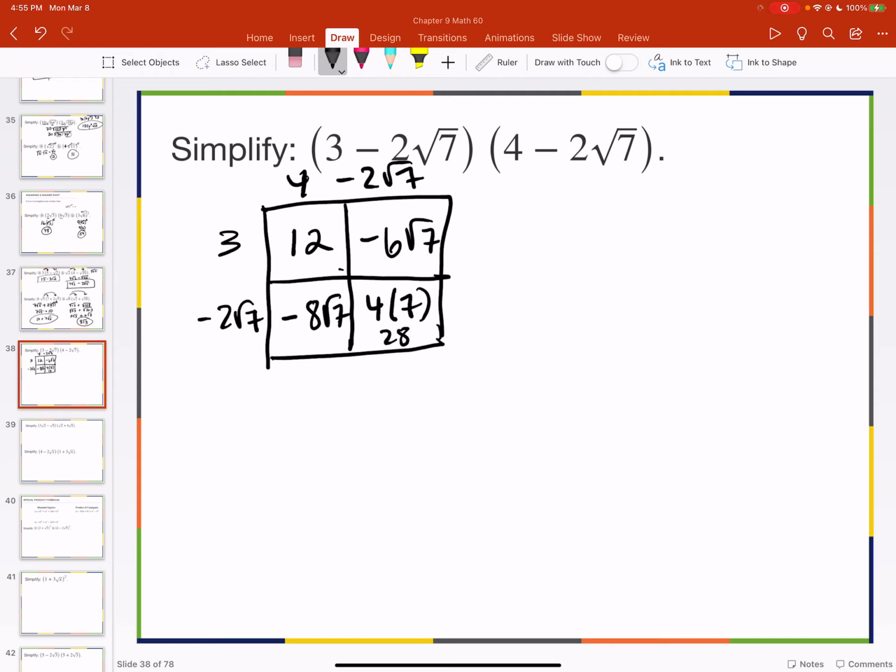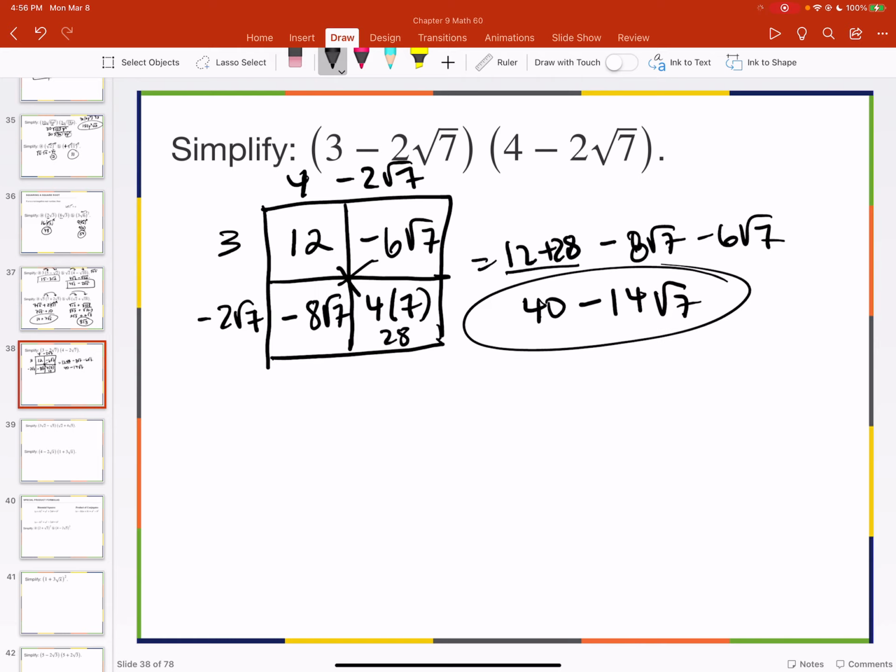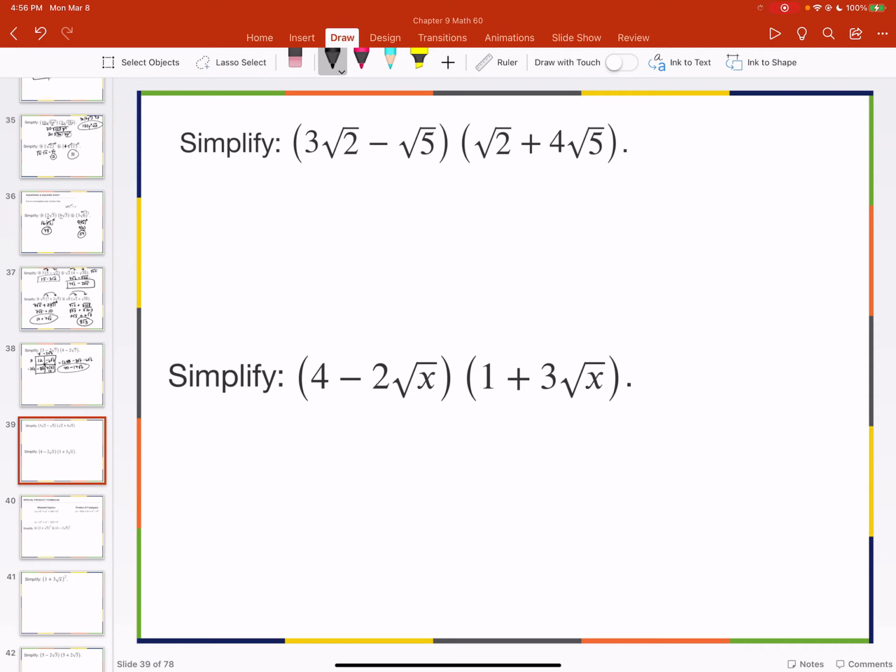So then combining like terms, you're going to get 12 plus 28, and then you're going to have plus, and then the two, combine these two together. So minus 8 root 7 minus 6 root 7. So 12 plus 28, that's going to be 40. And this will be minus 14 root 7. Okay, let's do a couple more like that. So here we go.